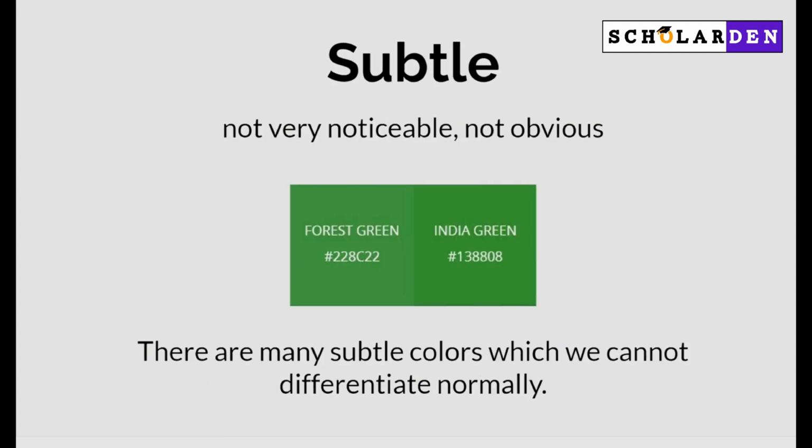Subtle. Subtle means not very noticeable or obvious. For example, you can see with these two green colors here, there's just a subtle difference between them. There are many subtle colors which we cannot differentiate normally. Or, there was a subtle shift in her tone which made me think she was starting to like me.